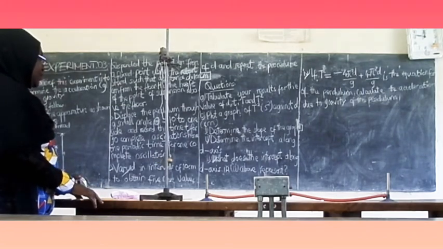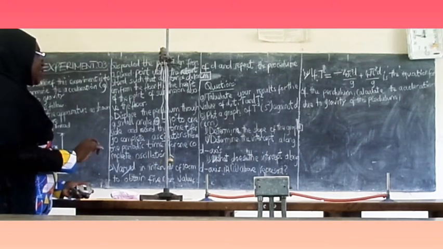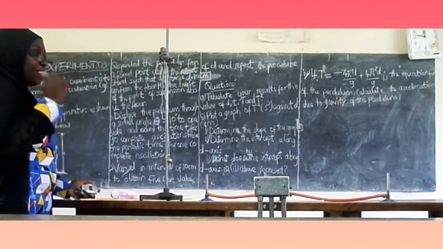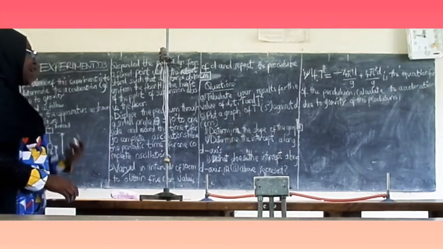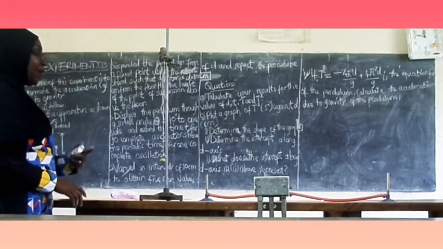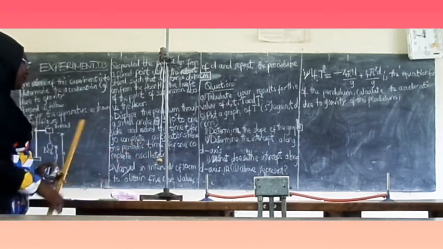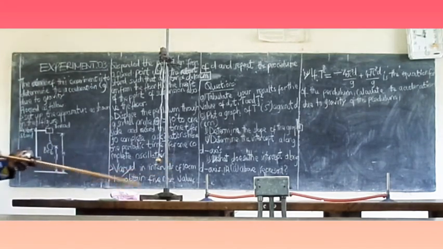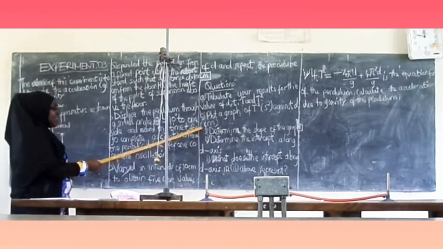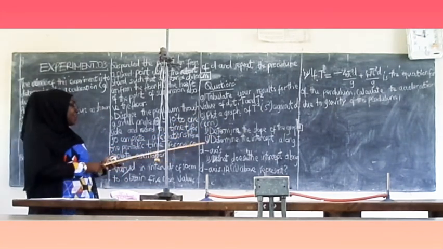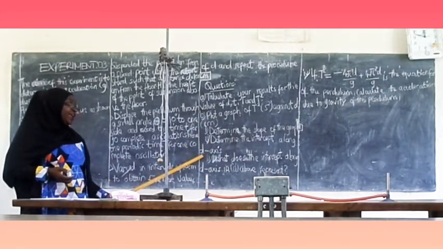Tabulate your results for the values of D, T small, T capital, and T squared. Remember that T small is the time for 10 oscillations, and T capital is the periodic time for one complete oscillation, whereby T squared is the periodic time squared. Then we are required to plot a graph of T squared in seconds squared against the distance D in centimeters. Determine the slope of the graph. Then determine the intercept along the D axis.